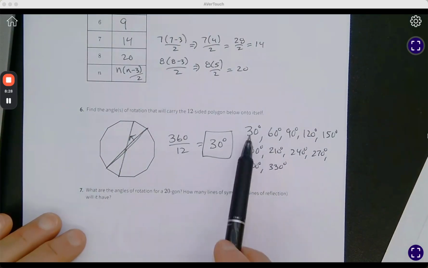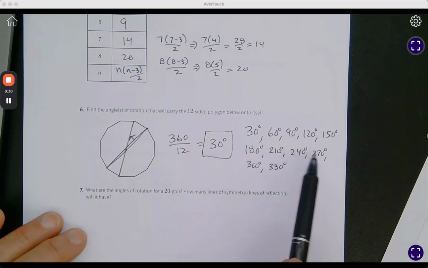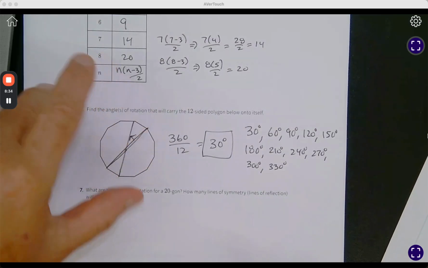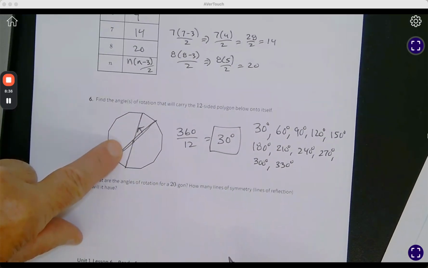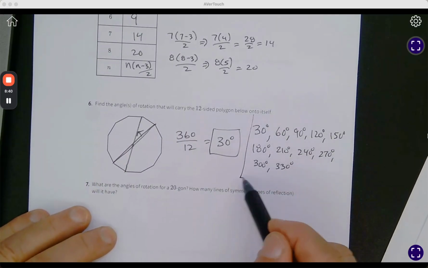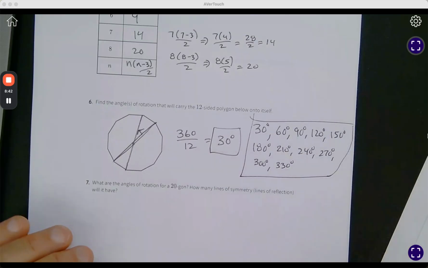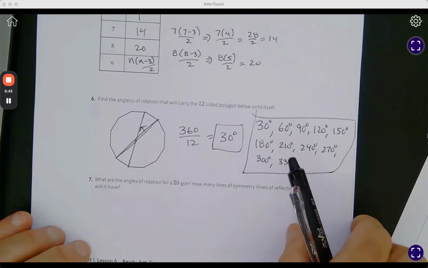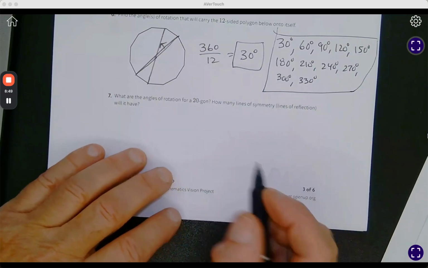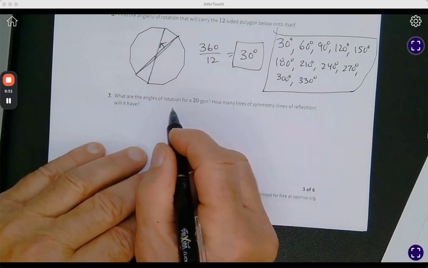So there are 1, 2, 3, 4, 5, 6, 7, 8, 9, 10, 11 different angles that I can rotate this, and it'll make that 12-sided polygon appear to be the exact same shape. All right? So that is your answer. I should have read the question better. Okay, what are the angles of rotation for a 20-gon? Oh my. What are the angles of rotation?